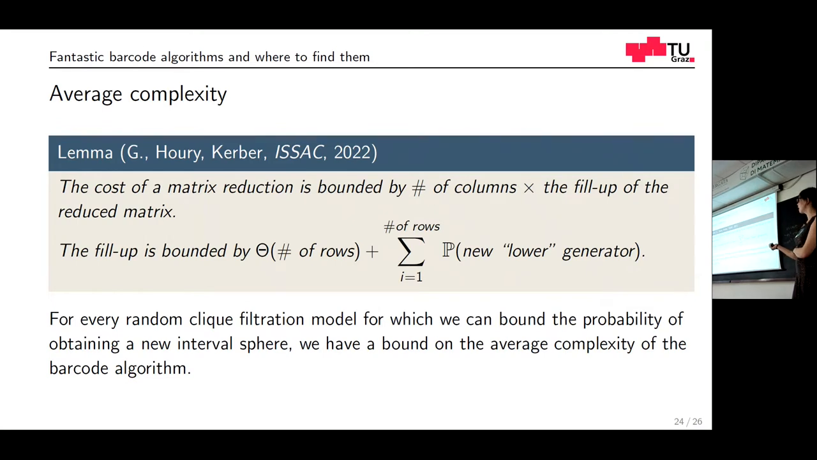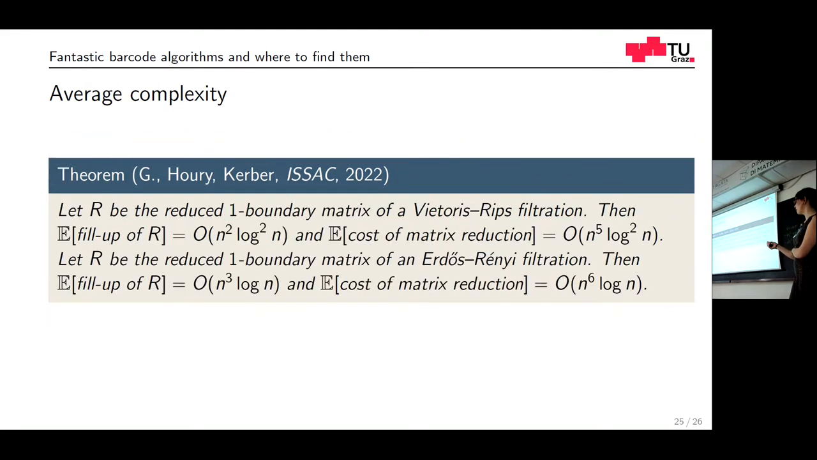So I can tell you, I can link up easily the fact that there is a new bar with the bound on the fill up, okay? And then what you have to do, which is what we did, is that we started going like crazy through the literature and see if someone already proved for us that it is unlikely that we get a new bar. Sorry, let me correct myself on the output sensitivity.